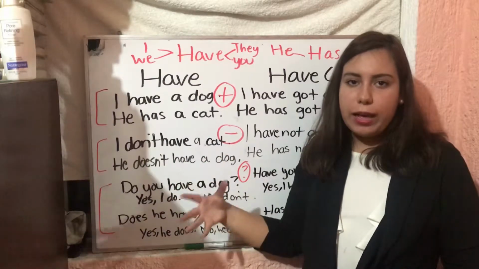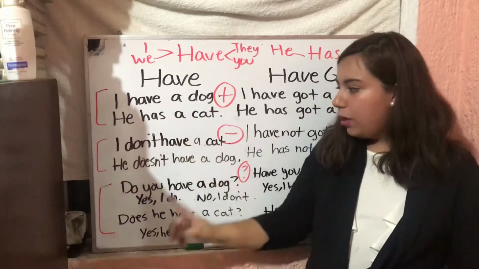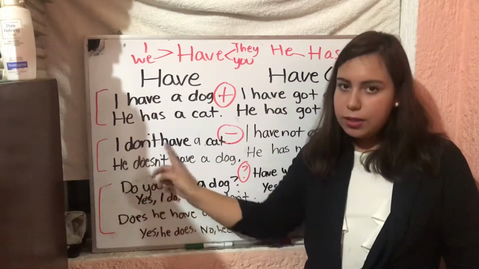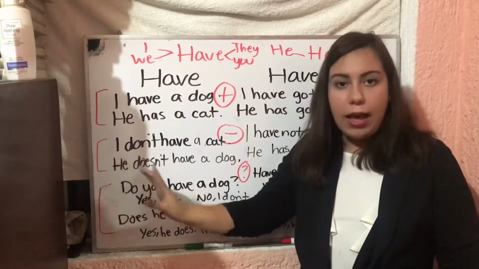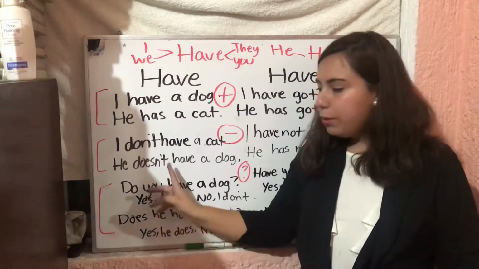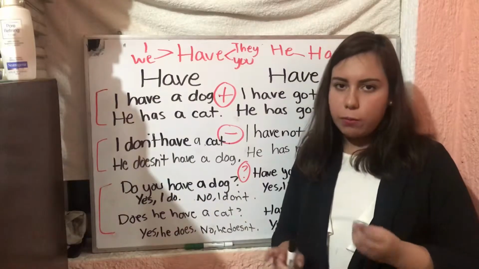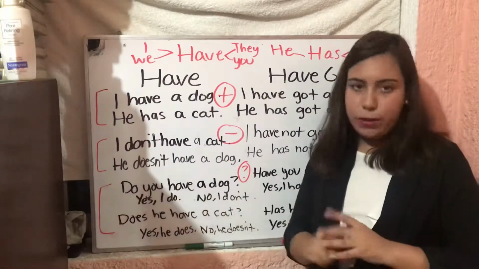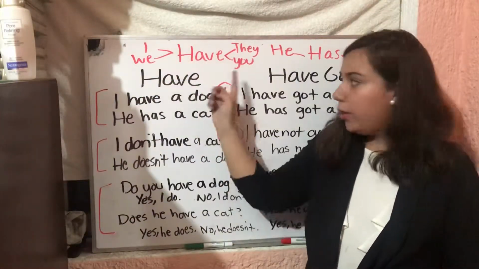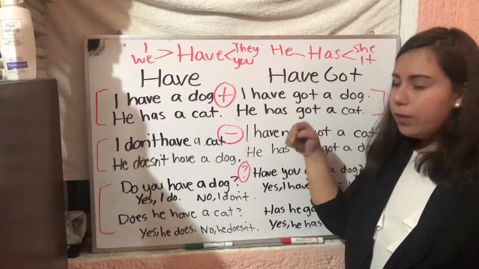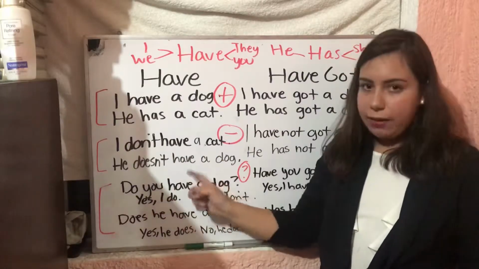And remember that whenever we have an auxiliary, my verb will be in base form. Here I have he has a cat, but here since I have the auxiliary doesn't, does not, my verb will stay in base form have. Even though I'm talking about he, I'm not going to use has. Why? Because I have an auxiliary verb. So he doesn't have. Negative would be I don't have, we don't have, they don't have, you don't have, he doesn't have, she doesn't have, it doesn't have. So I don't have a cat, he doesn't have a dog.